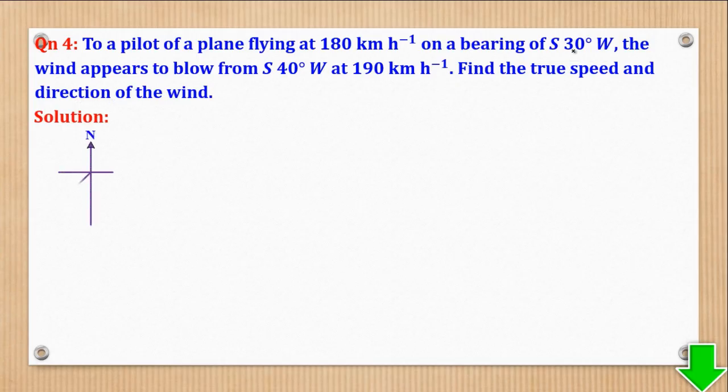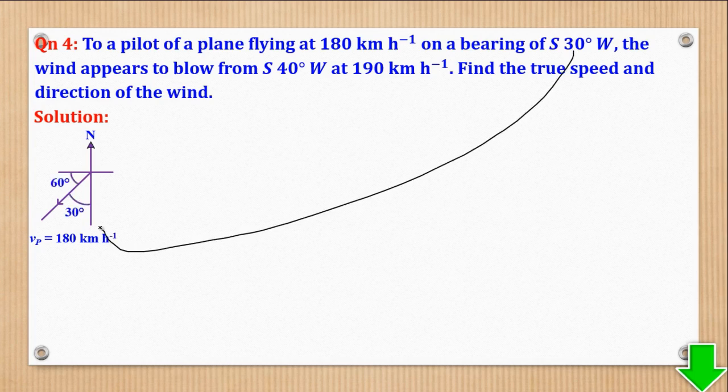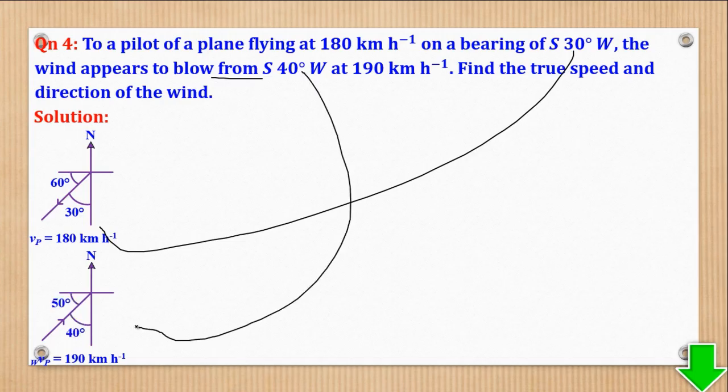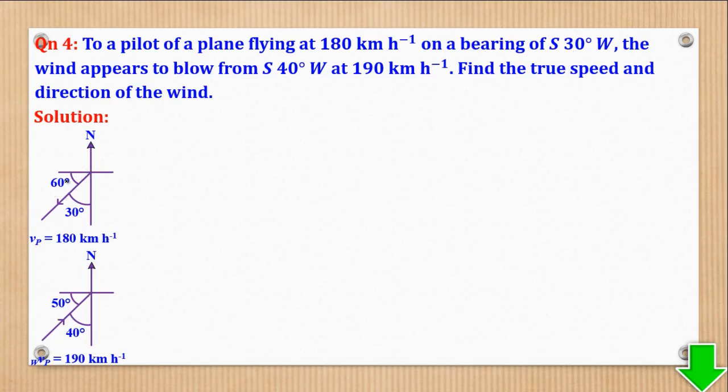So for this first one, it is south 30 degrees west. The second one is from south 40 degrees west. Now here I think we realize this one will just be due, and this is from. So the arrows differ. From means the arrow points towards the center of the compass, and for this one, the arrow is away from the center of the compass.